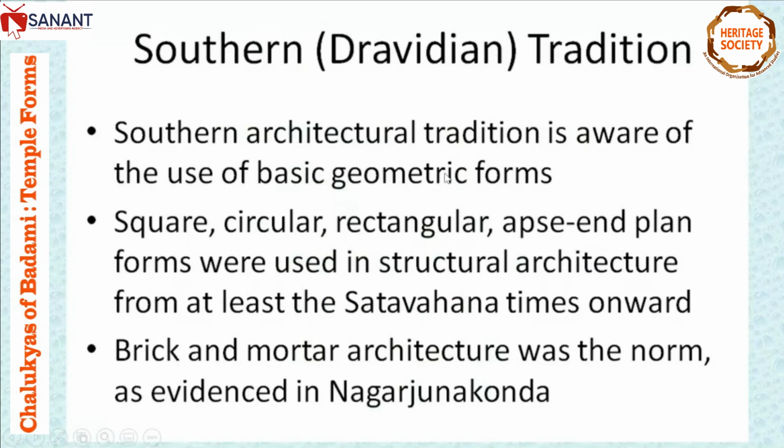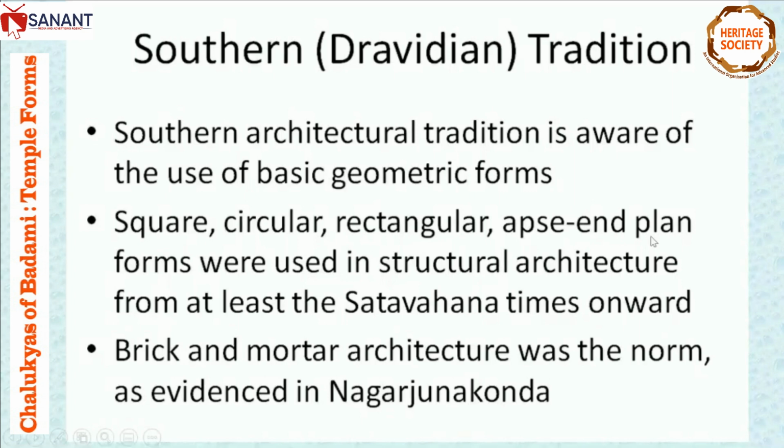While we examine the northern one, what is the situation for the southern or Dravidian tradition about the time of the rise of the Chalukyas? Now, the southern architectural tradition is aware of the use of basic geometrical forms. So we have square, rectangular, circular, apsidal-ended plan forms which have been used here in this region, and they have been used at least from the Satavahana times onwards.